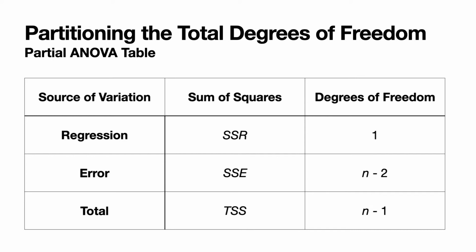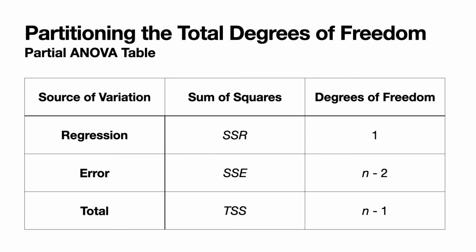In the first row we have, as a source of variation, the regression model itself. The sum of squares corresponding to that source of variation is SSR, the sum of squares for the regression, and associated with that sum of squares there is 1 degree of freedom. In the second row, we have as a source of variation the error. The corresponding sum of squares is SSE, and the degrees of freedom associated with SSE is then necessarily n-2.